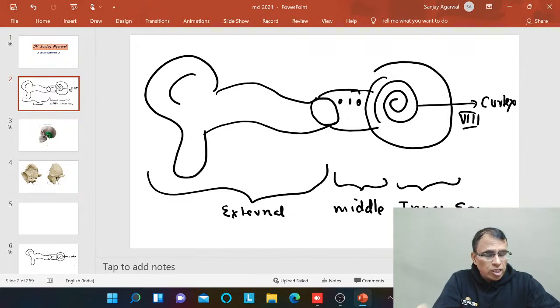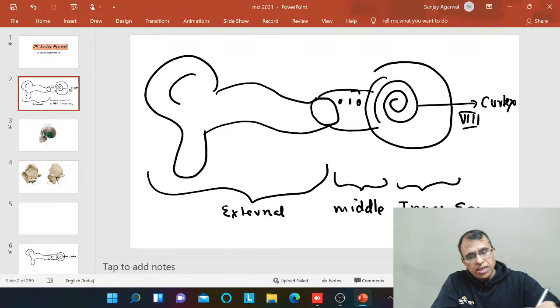If you ask me, out of the three parts, which is the most important part, the part that you definitely have to know properly, is the middle ear. Middle ear looks the smallest part, but it's the most important part for you. And therefore, middle ear we'll do in a little bit more detail. External ear and inner ear relatively are less important, so we can relax in these two. But we'll start with the external ear.